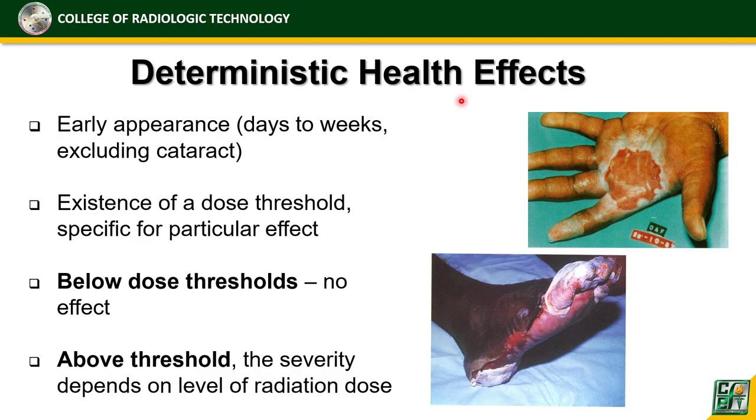So ito yung mga example ng deterministic effects. Early appearance, days to weeks, excluding cataract, existence of a threshold. Okay? Existence ng threshold. So, specific for particular effect. Specific threshold for a specific effect. Below those thresholds, no effect. Above threshold, severity depends on the level of radiation dose. Mas mataas ang dose, mas severe ang effect.